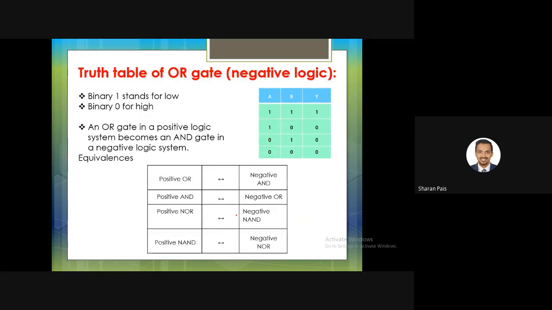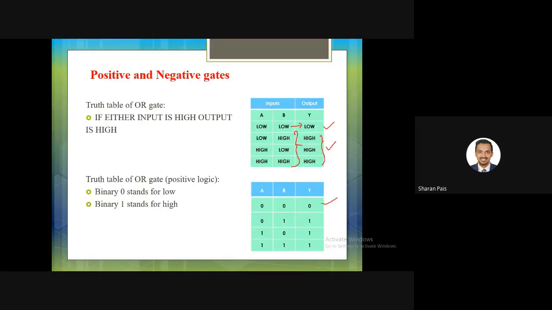Whenever we go for the negative logic, we will reverse this situation. So this is the truth table of the OR gate in negative logic. See, the first table we are not making any changes. The first table, whatever you have, this is the first one. This is the second one. The second table follows positive logic. This is the reference. The first table is the reference for me.